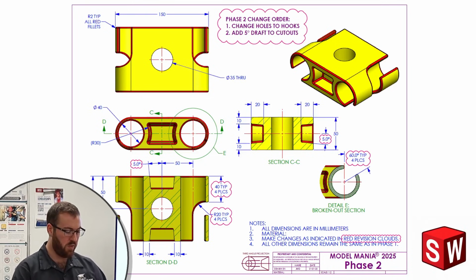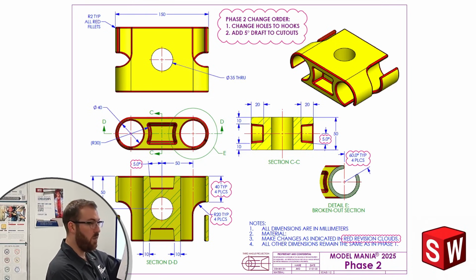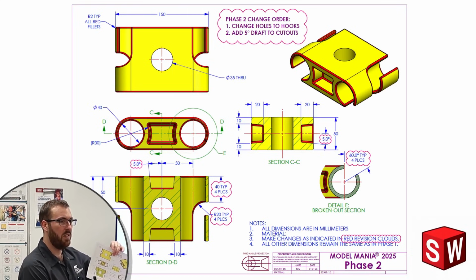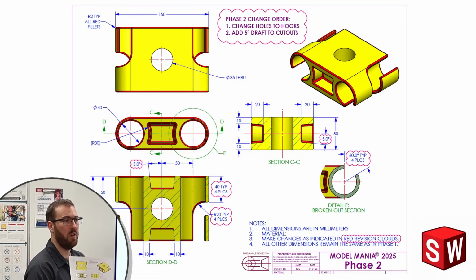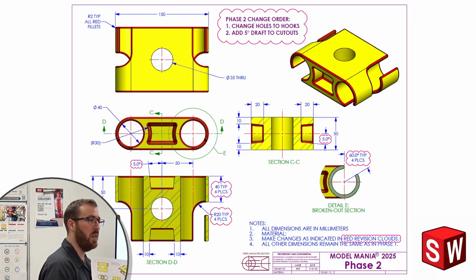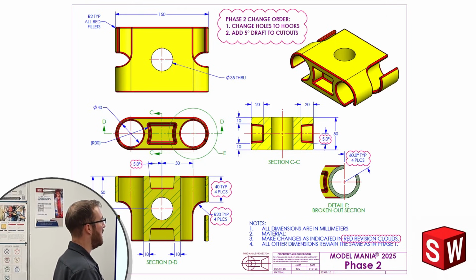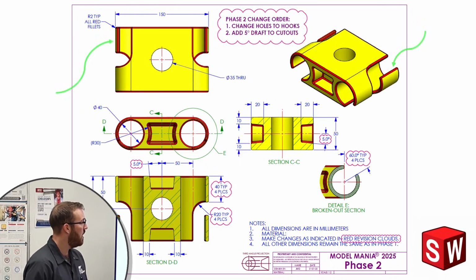But if you look at the section view at the bottom, you'll see 40 TYP, and then 4 places. You'll also see R20 TYP, 4 places. This indicates that those dimensions are identical for all 4 of the hook features. That also indicates that we can probably use symmetry because they're identical. And that's one of the other things that I would look for here as well. So let's investigate this drawing a little bit further.